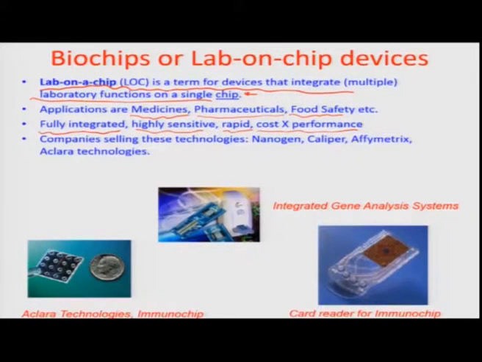Some companies which sell these technologies are, for example, Nanogen, Caliper, Affymetrix, Aclara, so on and so forth. And by and large, a major portion of the lab on chips are still dedicated to the area of integrated gene analysis, although there are technologies which have evolved which are considered to be immunochips, where ELISA and some other assays are carried out.